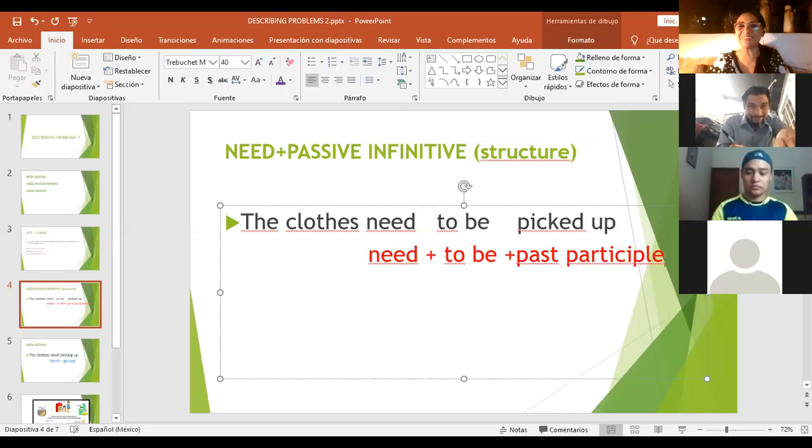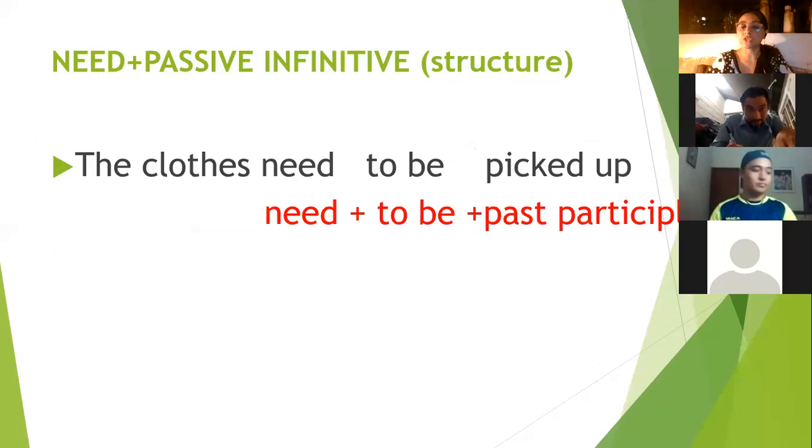All right, so we have here need plus passive infinitive, and this is the structure. We say the clothes, which you can call a receiver, or you can call it a noun if you want, need. It's need because we have clothes, and it's plural. The clothes need to be picked up.